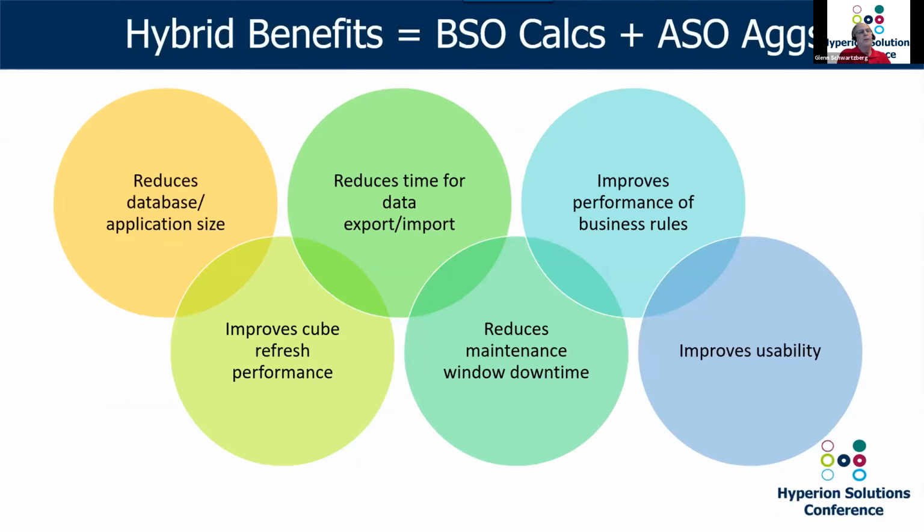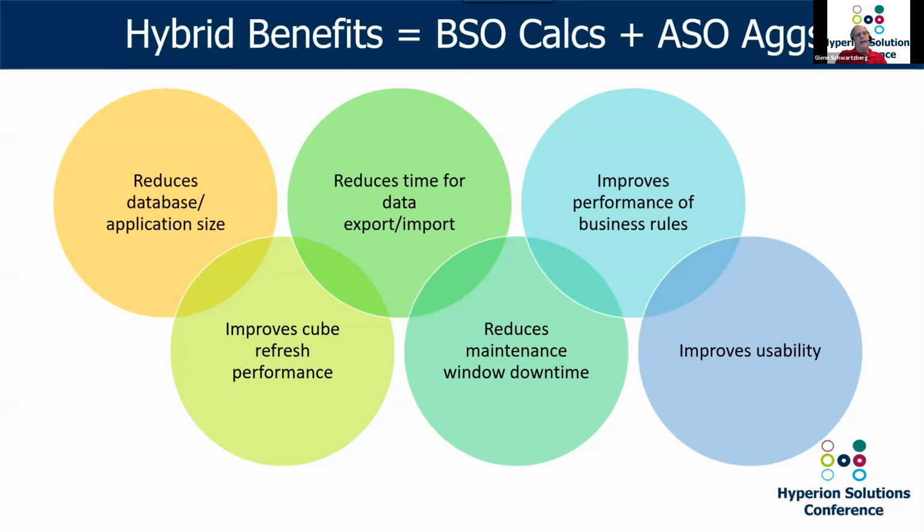So this is my little bubble chart of some of the benefits. We're going to reduce the database size, the footprint on disk, because we're not storing all of that upper level data anymore. I've been able to take a database that was 30 gig and bring it down to 500 meg by turning it into hybrid. It improves the refresh performance. Again, all related to the amount of data in it, because I don't have to restructure billions of blocks. I'm just restructuring the level 0 blocks.